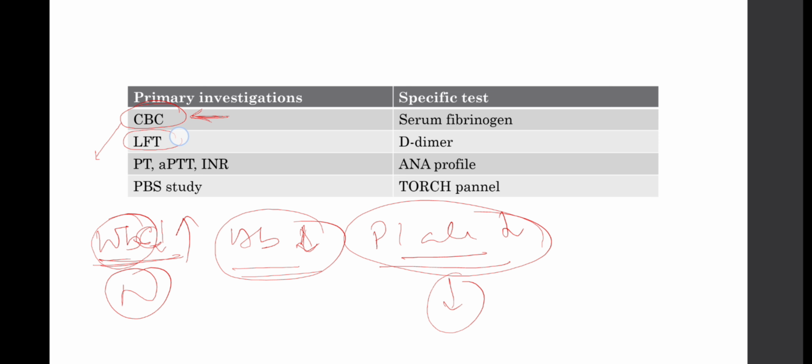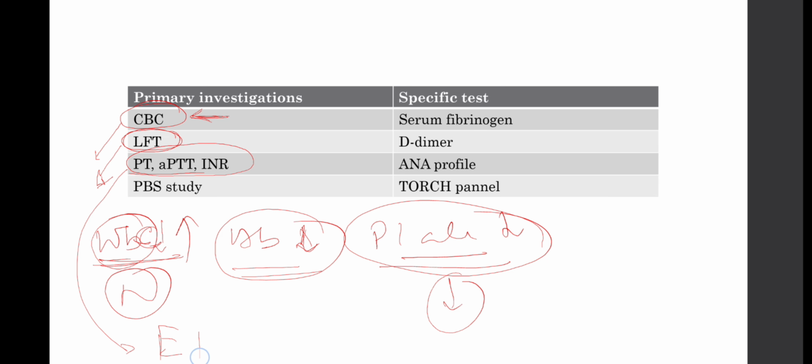Liver function test is very important if the patient has some LFT problem, that means a liver function problem. We find that the patient may have bleeding problems. PT with INR is very important because PT is mainly seeing the extrinsic pathway.